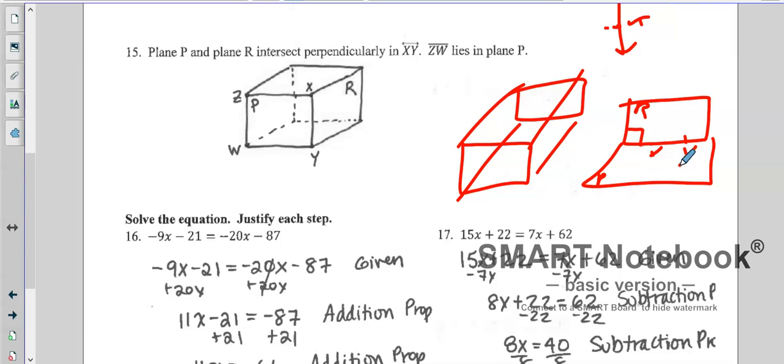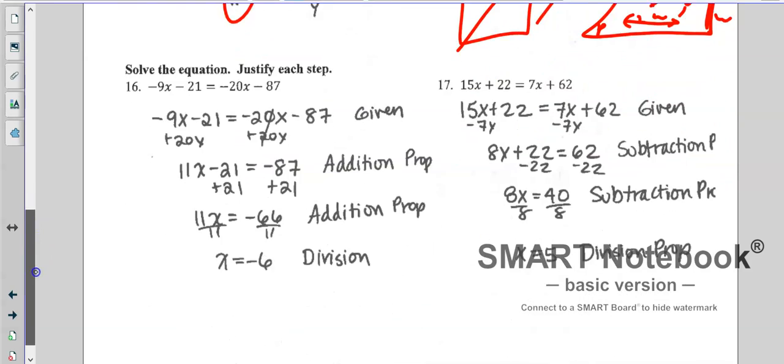And it says ZW lies in plane P. So just somewhere here, put a little line, put a Z, put a W, and you're good. Okay, this is another way of doing that as one of the edges of the plane, but whatever you want to do. You can put it over here. You can do the same thing, ZW, as long as it's on plane P.